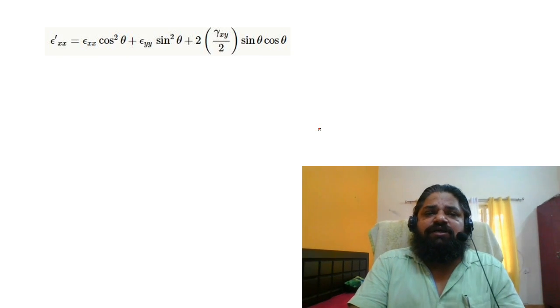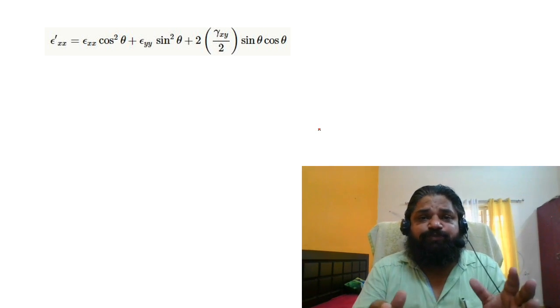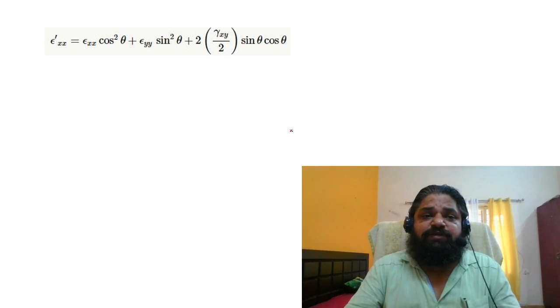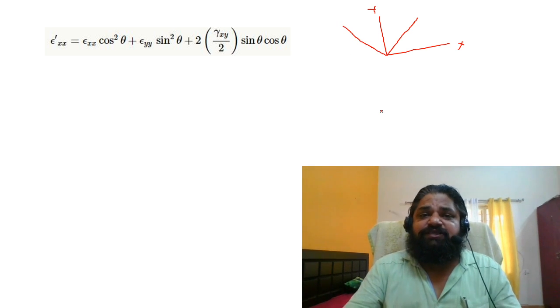In that context, during the discussion of the principal stresses, in the last point we discussed the same equation. If I have an xy plane, and I consider another plane, x prime and y prime, we can calculate the strains likewise, as I just told you.